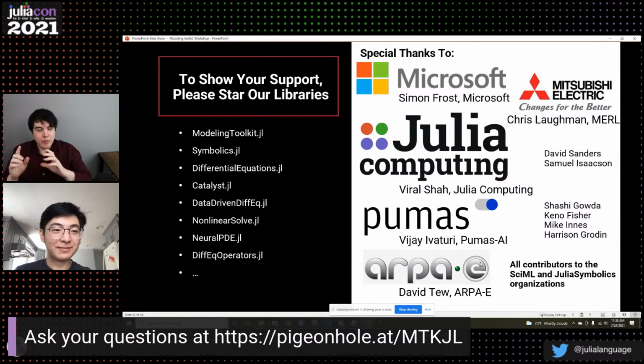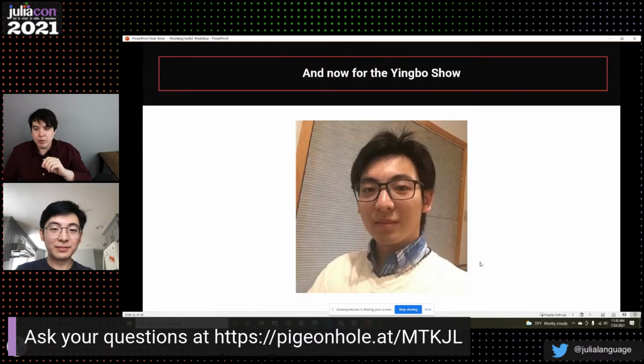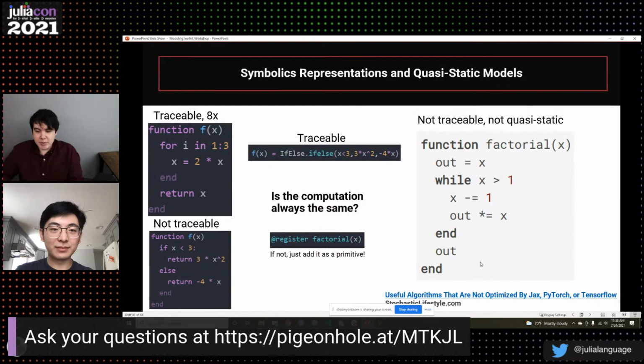Before we move on from Symbolics.jl, I do want to mention one last little point. We mentioned very briefly this quasi-static model. I recently wrote a blog post on this, and I want to mention a little more about it. What are the things that can be handled by the Symbolics.jl library? It's equivalent to: ModelingToolkit can only handle things that are representable in Symbolics. So what can Symbolics represent?